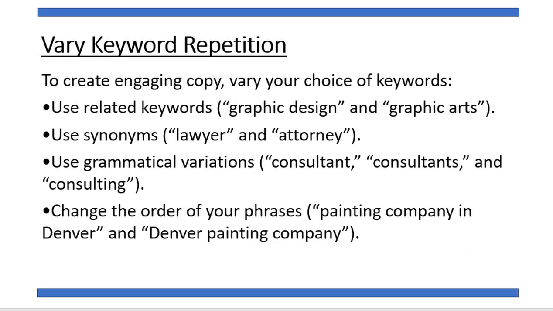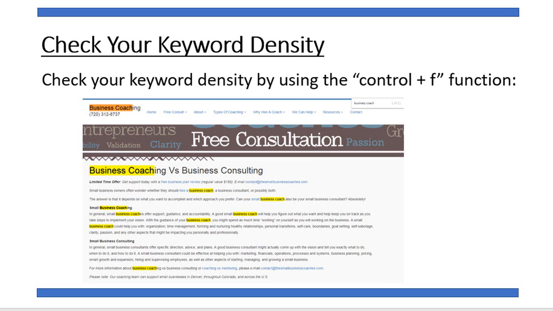So here are some ways to vary keyword repetition so that your writing does look good, which is to use related keywords whenever you can, use synonyms, use grammatical variations of the same idea, and change the order of your phrases so that you're not just repeating the same phrase in the exact same order each time. To check for keyword density, you can go to your web page after you're done and use the Control F function like you can see I've done here in this example, and it will highlight where those keywords are so you can see if you feel like you have enough keyword density.